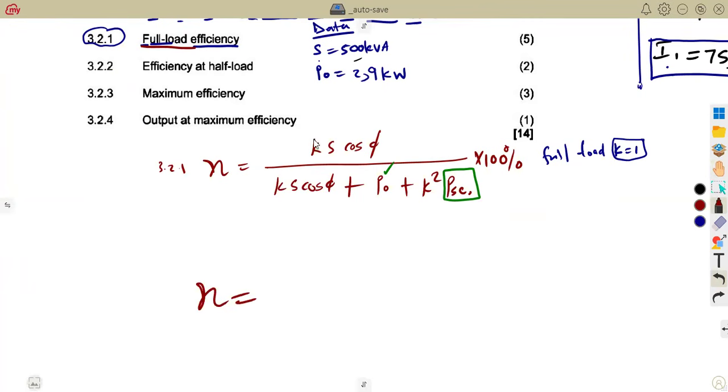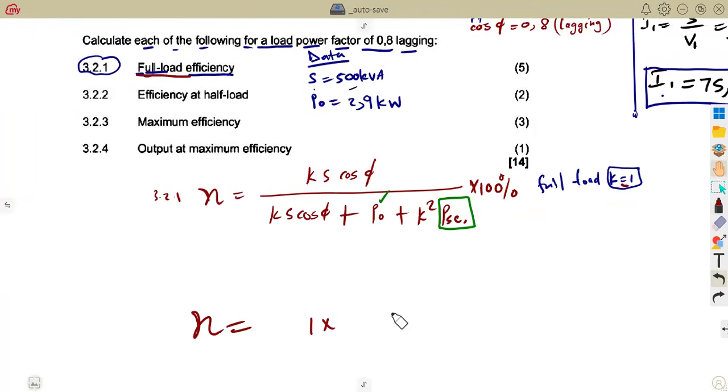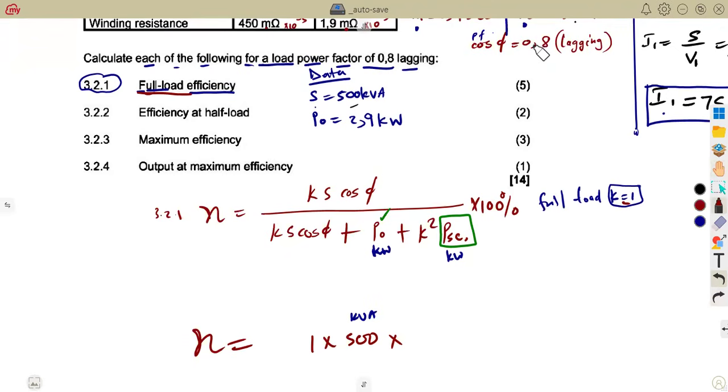Let's substitute our K. Remember, this is full load. Our K is 1. So that's 1 times S. I'm going to use it in kilovolt amperes, so I'm going to use this in kilowatts. All right. So the power factor, cos, remember they told us power factor 0.8 lagging. So that's 0.8 like that.